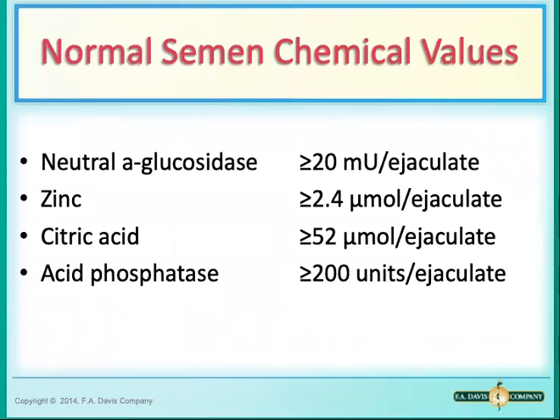Okay, so that's just exactly what I talked about. All of these chemical levels, the neutral alpha glucosidase, zinc, citric acid, gamma-glutamyl transpeptidase, and acid phosphatase, when low, can indicate a lack of prostatic fluid. And here are some of the reference semen chemical analyses and the reference intervals for these particular tests.